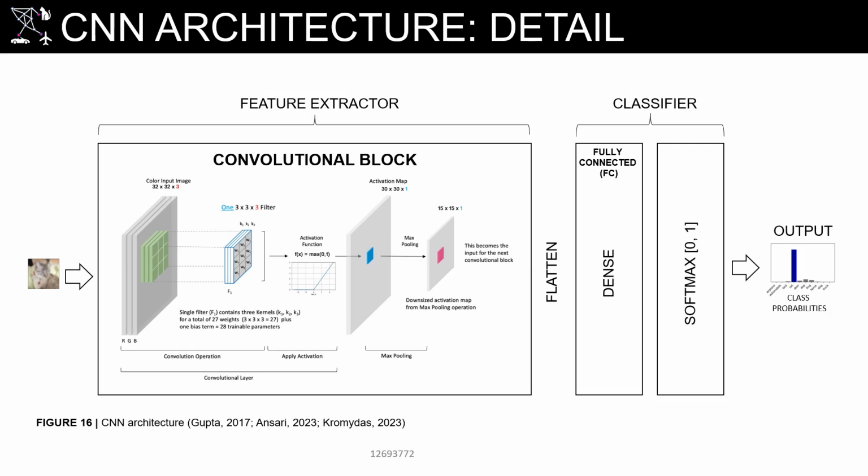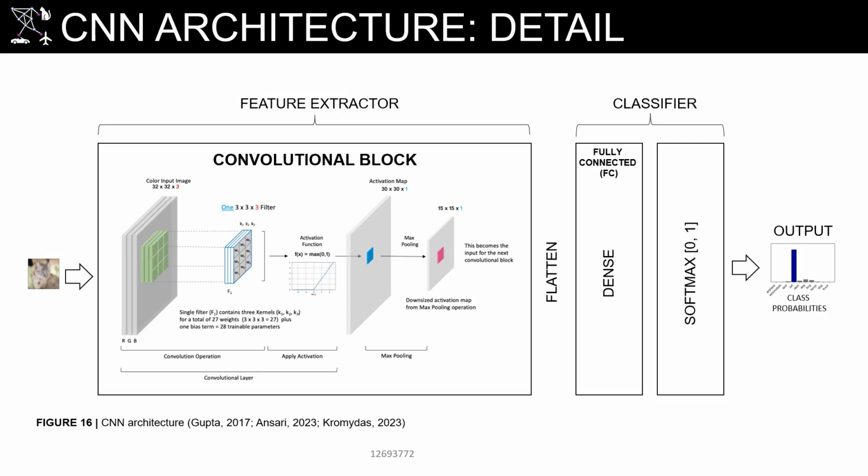A 32 by 32 RGB color image is input. The convolution layer applies a 3 by 3 filter, or kernel, and then a rectified linear unit, or ReLU, activation function. Max pooling then summarizes the features and reduces the feature map by half, helping mitigate overfitting and computational complexity. This output can be input into another convolutional block.